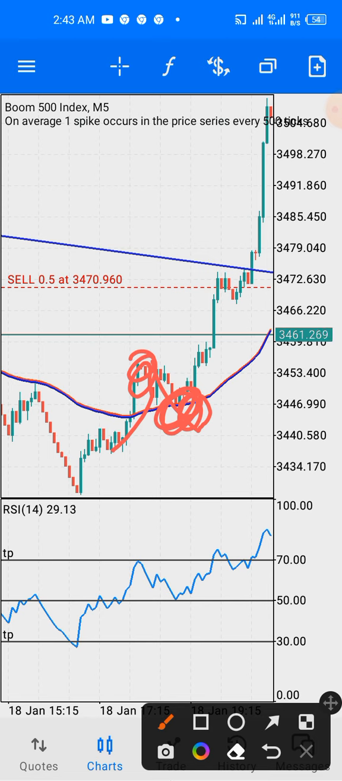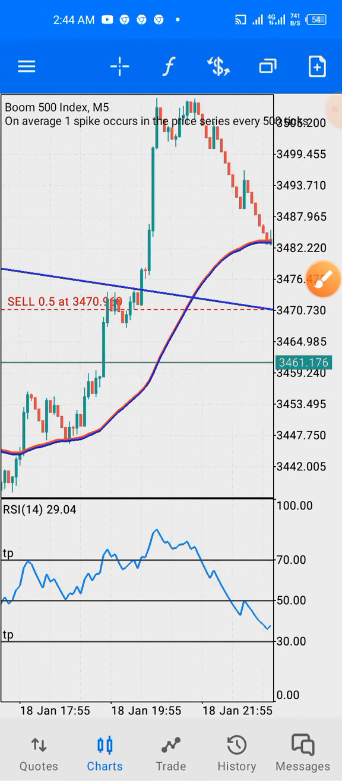Then you can see it here too. Price pulled above the 50 level, then came back to retest it. As it broke the 50 level and came back to retest it, this is where you make your entry. This way you take your buy, and boom, you can see all these spikes. You would have caught them.